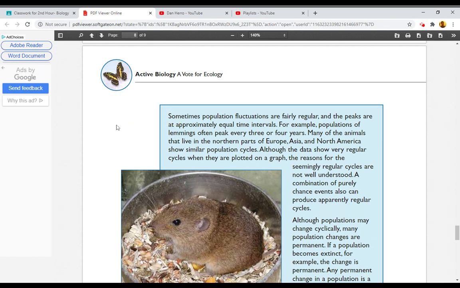Sometimes population fluctuations are fairly regular, and the peaks are at approximately equal time intervals. For example, populations of lemmings often peak every 3 or 4 years. Many of the animals that live in northern parts of Europe, Asia, and North America show similar population cycles. Although the data show very regular cycles when they are plotted on a graph, the reasons for the seemingly regular cycles are not well understood. A combination of purely chance events also can produce apparently regular cycles.